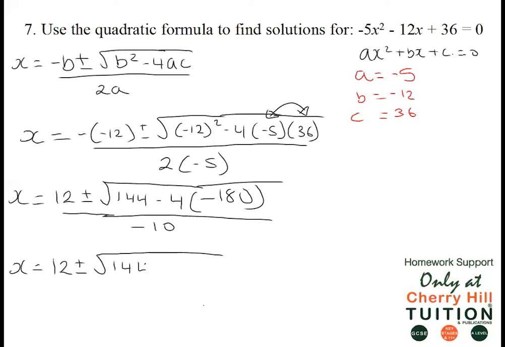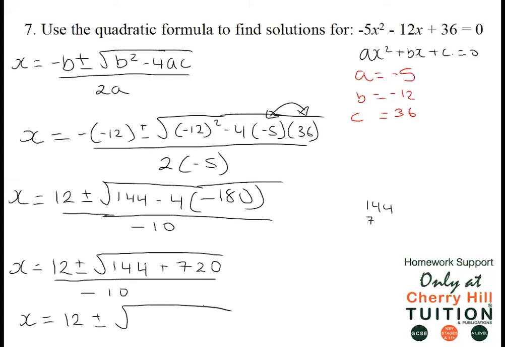And minus 4 multiplied by minus 180 is plus 720 over minus 10. So again, we can simplify this a little bit more. So we have 144 plus 720, which is 864, all over minus 10.